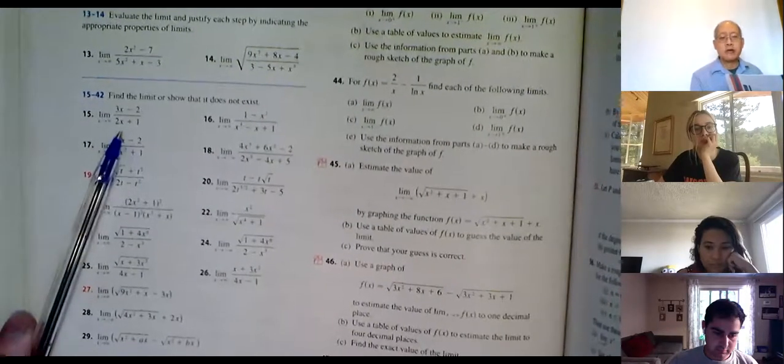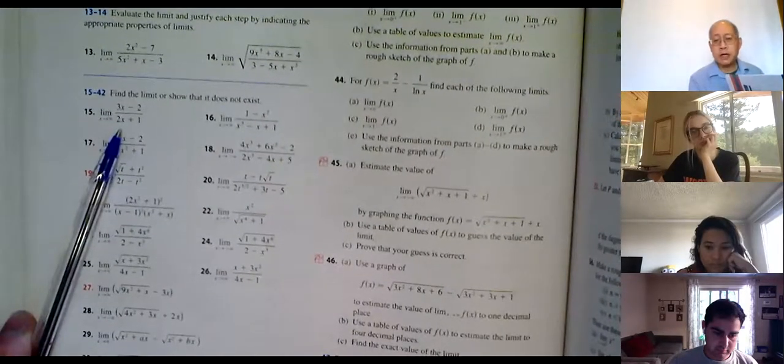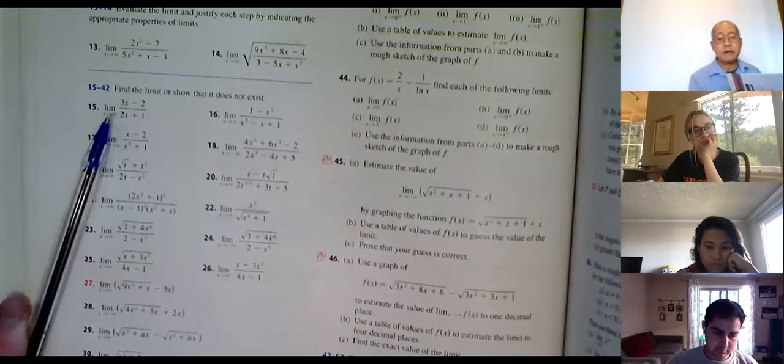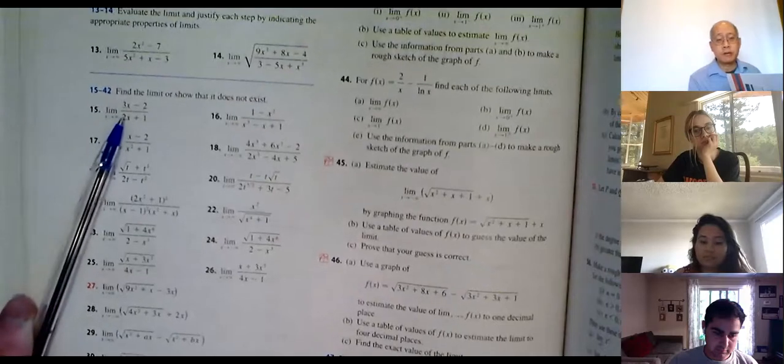I don't want you to know it. But if you've heard of something called L'Hopital's rule, Fasano knows what it is. Okay, you can't use it right now either. You cannot use L'Hopital's rule, whatever that means. So you have to do what I'm showing you.